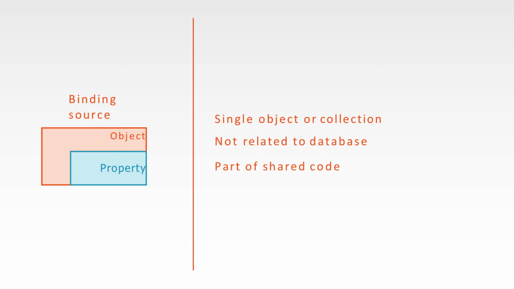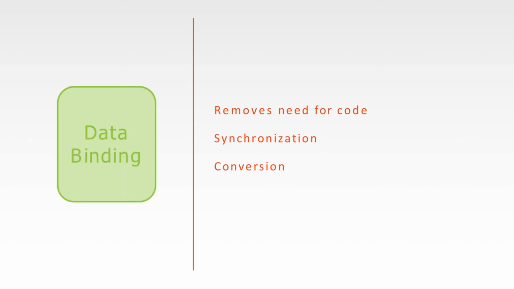It doesn't have to be related to the database. It's just an in-memory object. So this one here we're talking about has properties, and these properties are going to be bound to the UI elements. If you want to bind to a UI element, we have to use the data binding engine. As I said, this data binding engine comes for free with Xamarin.Forms. We don't have to write any code to do this.